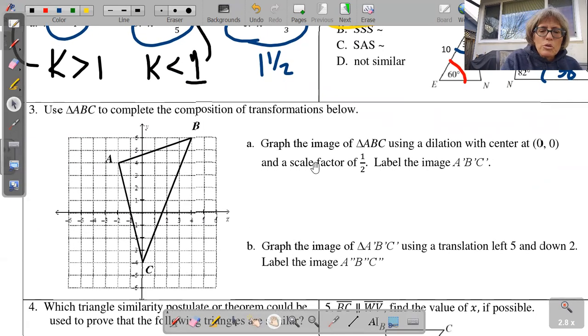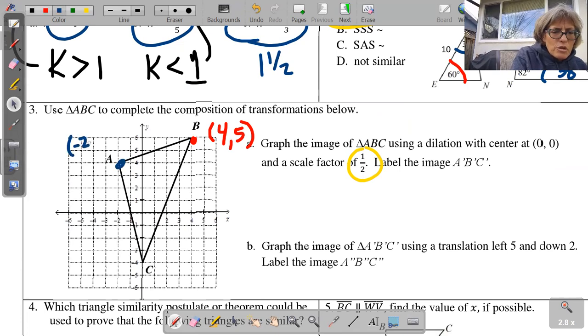It said you're going to graph the image using a dilation about the origin with a scale factor of 1/2. So first you would find all the points here. B is at 4, 6. Oh, that's not 4, 5, that's 4, 6. 1, 2, 3, 4, yeah. And A is at -2, 4. And then C is sitting at 0, -4.